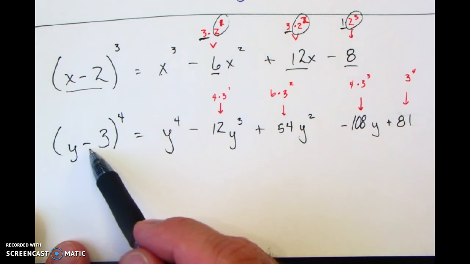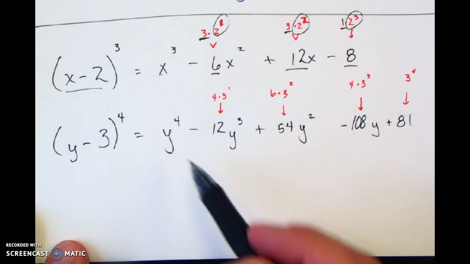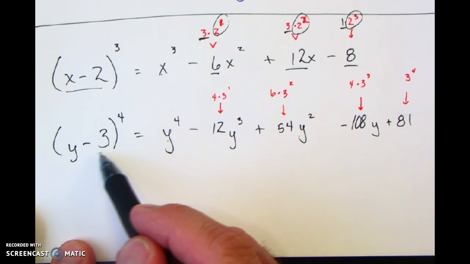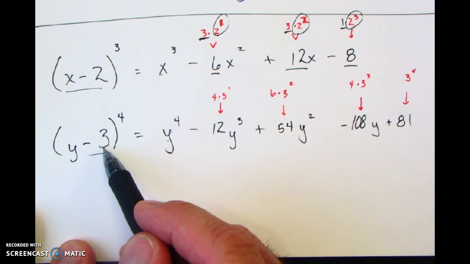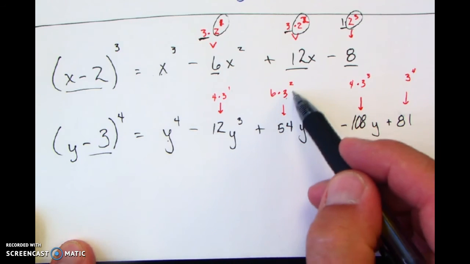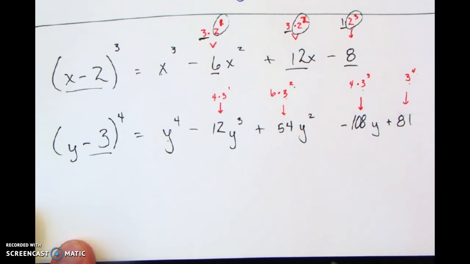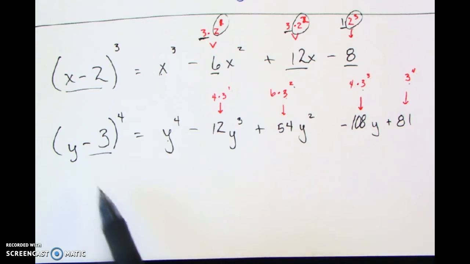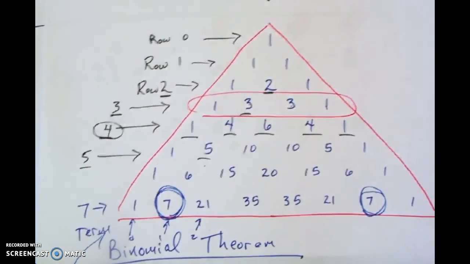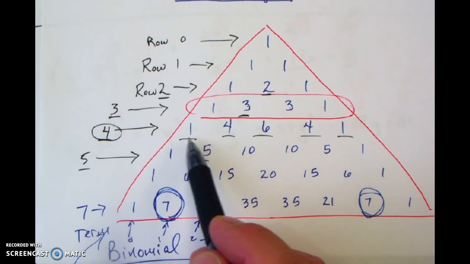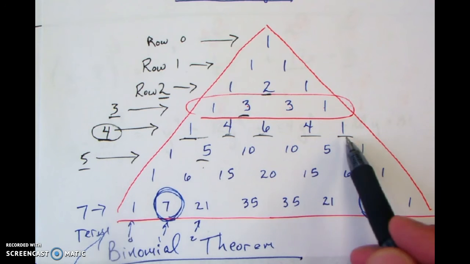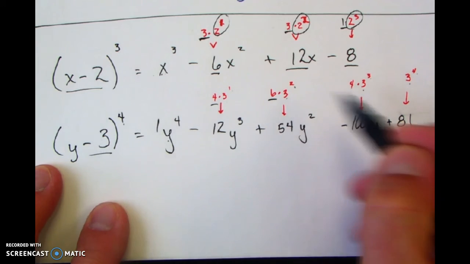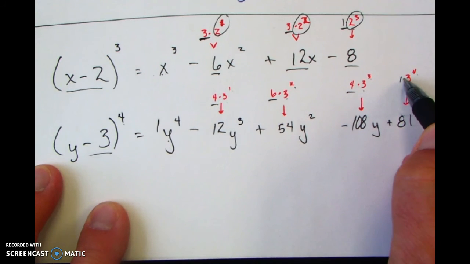Here I have y minus 3 to the 4th. So again, my y's are counting down. And then my second term is 3. That part is counting up. So here's 3 to the first. Here's 3 to the second. 3 to the third. 3 to the fourth. And then as far as my leading coefficients, again, this is coming from Pascal's triangle. Because we're looking at 4, then I'm looking at row 4, in which case I have 1, 4, 6, 4, 1. So that's where I have the 1, 4, 6, 4, and then there's a 1 here.